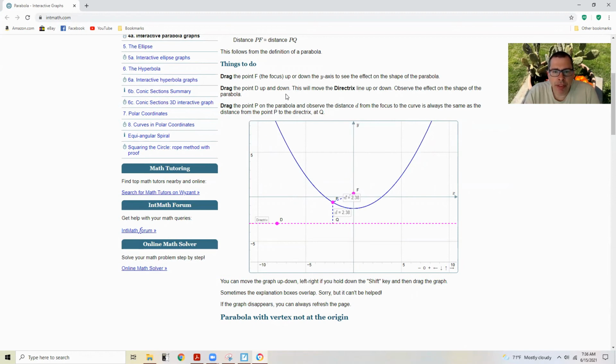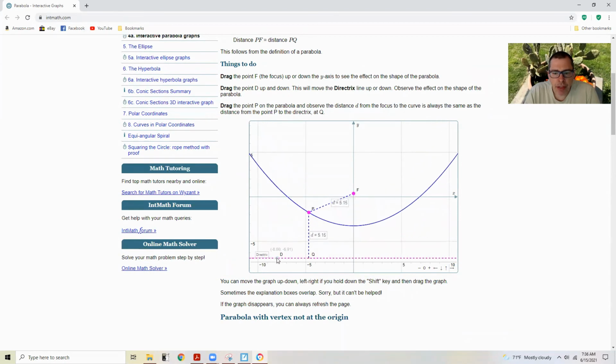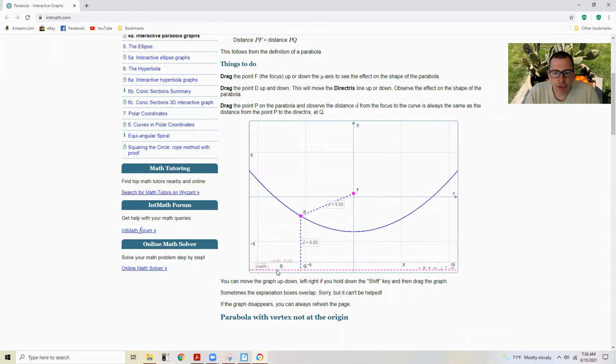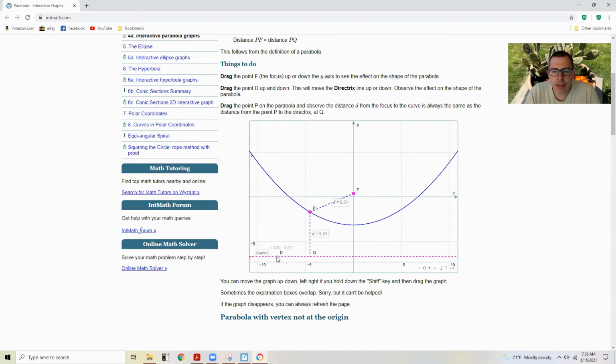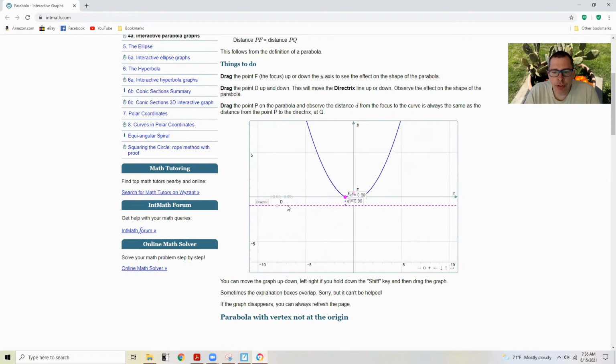Next: drag point D up and down. This will move the directrix line up or down. Observe the effect on the shape of the parabola. Now I'm going to grab point D, and if I move it away, it's having a similar effect. The further the directrix moves from the focus, the slower the graph increases. The closer I move the directrix to the focus, the narrower it becomes. And look what happened when I crossed it. If we're right on it, then nothing exists except a line, which I can't get exact.